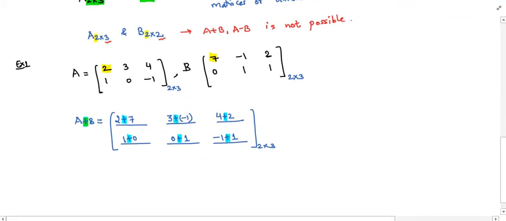So what will be the result? You just do the addition. 2 plus 7, 9. 1 plus 0, 1. 3 plus minus 1 is 2. 0 plus 1 is 1. 4 plus 2, 6. Minus 1 plus 1 gives you 0. So this is the addition of two matrices A and B.